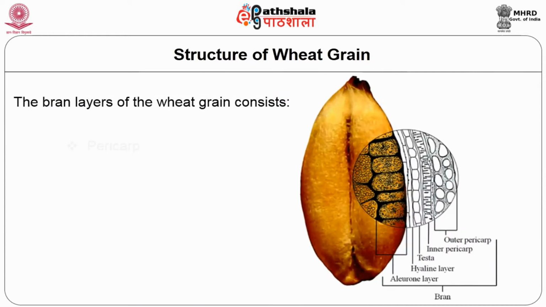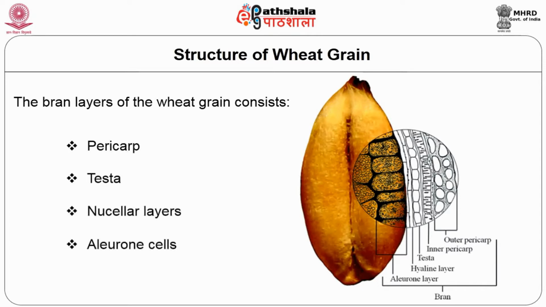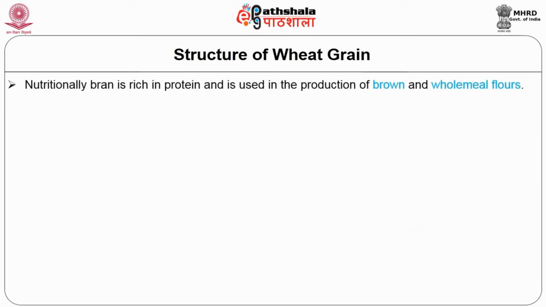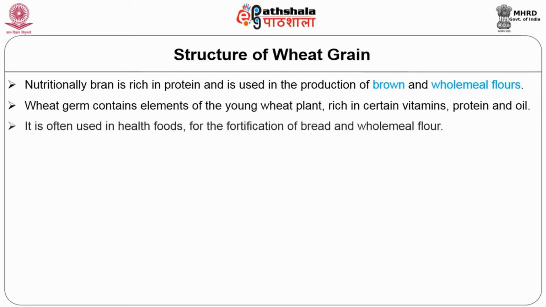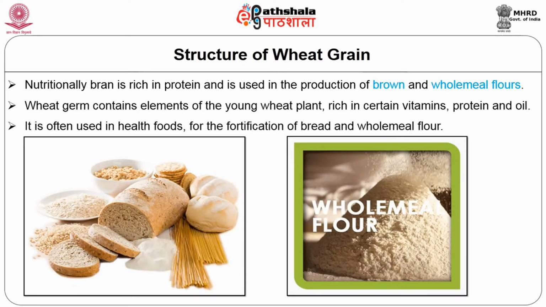The bran layers of the wheat grain consist of 4 separate layers: the pericarp, the testa, the nucellar layer and the aleurone layer cells. Nutritionally, bran is rich in protein and is used in the production of brown and whole meal flours. Wheat germ contains elements of the young wheat plant rich in certain vitamins, protein and oil. It is often used in health foods for the fortification of bread and whole meal flour.